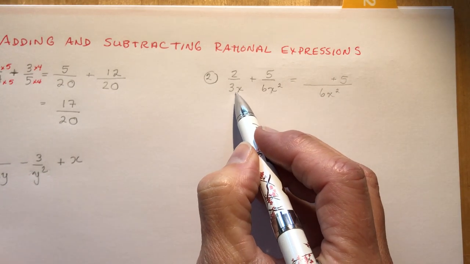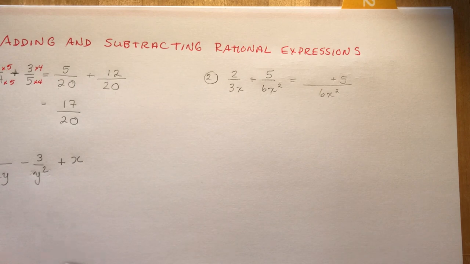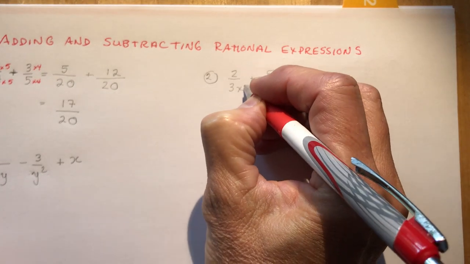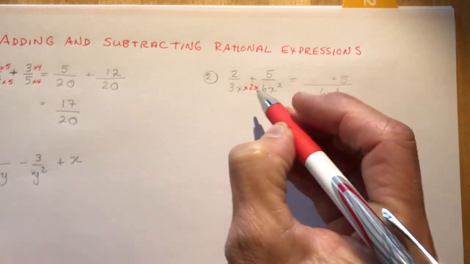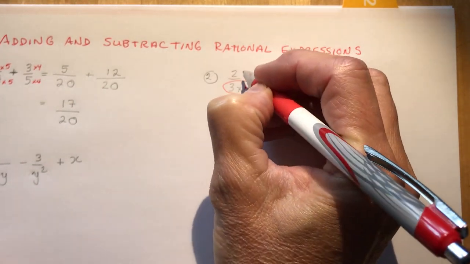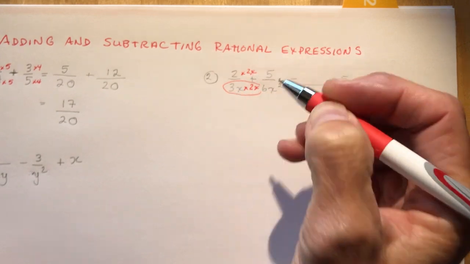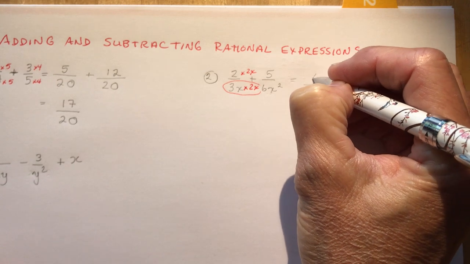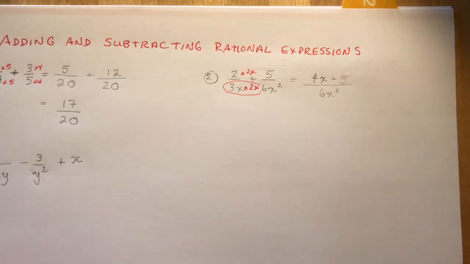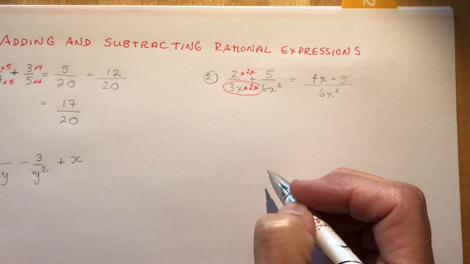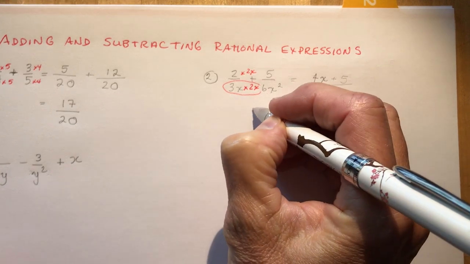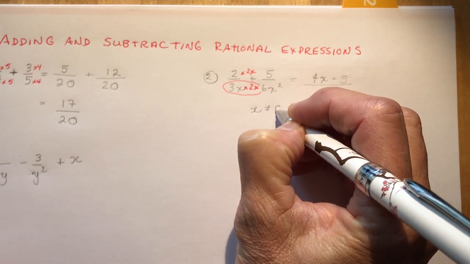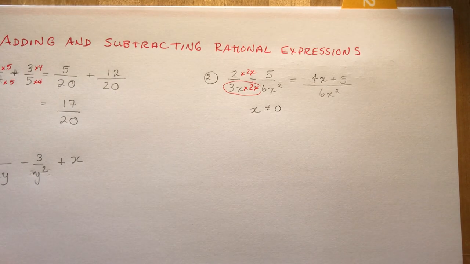But this one, in order to make a 3x into a 6x squared, I had to multiply by 2x. So if I multiply this by 2x, I have to do the same to the numerator. Treat all your little fractions equally, just like children. So that's 4x plus 5 over 6x squared. And lastly, you would have to still state what is the restriction on the denominator. And here you would say x is not equal to 0. Okay, so far so good, because they're going to get harder.